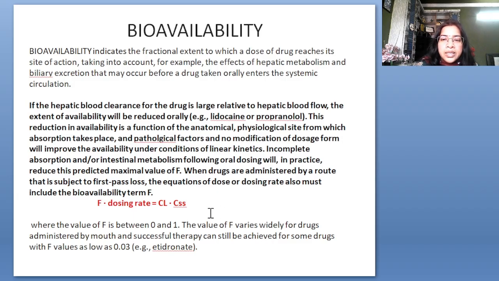F is the bioavailability, which is the fraction of dose which reaches the site of action. So bioavailability multiplied by dosing rate is equal to clearance multiplied by steady state concentration, where the value of F is between 0 and 1. The value of F varies for drugs administered by mouth, and successful therapy can still be achieved for some drugs with an F value as low as 0.03, for example, etidronate.